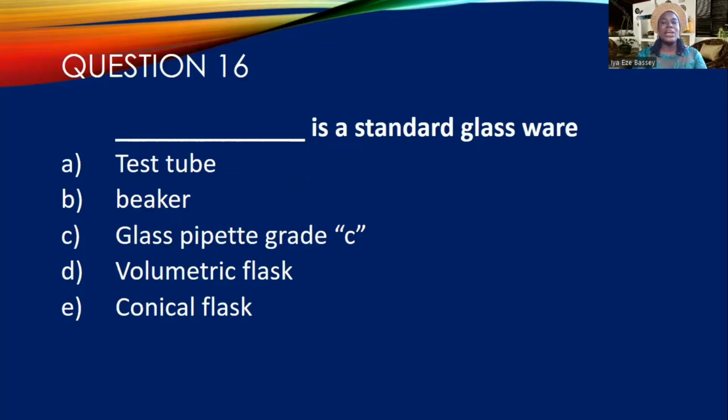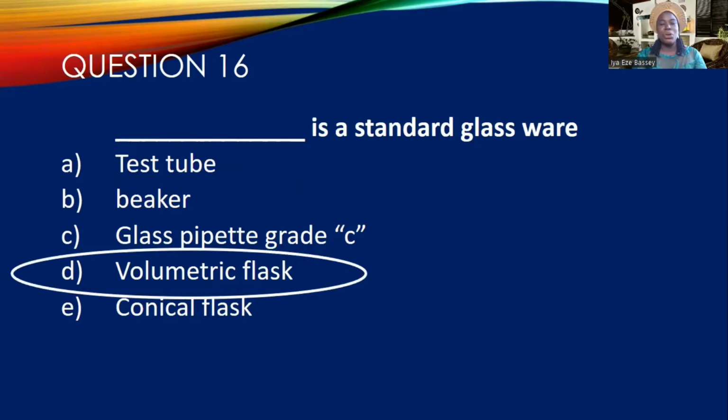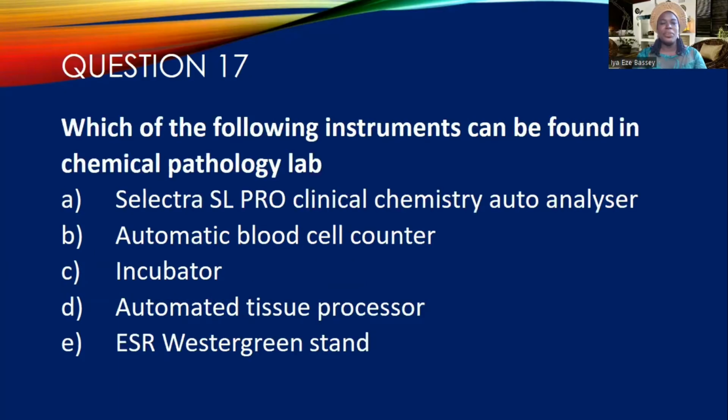Question 16. Dash is a standard well. A, test tube. B, beaker. C, glass pipette. D, volumetric flask. E, conical flask. The answer is your volumetric flask. That is a standard glassware.